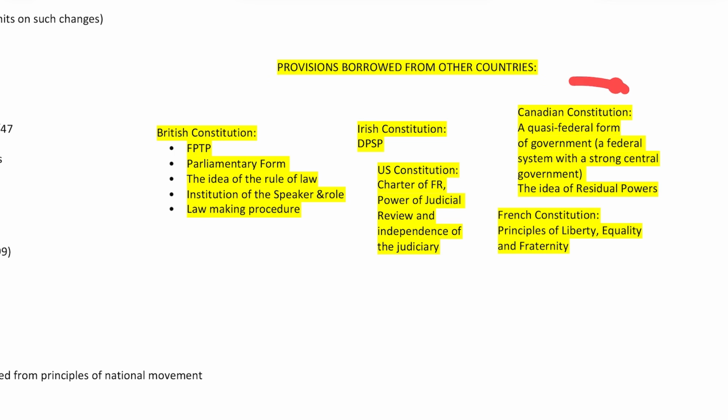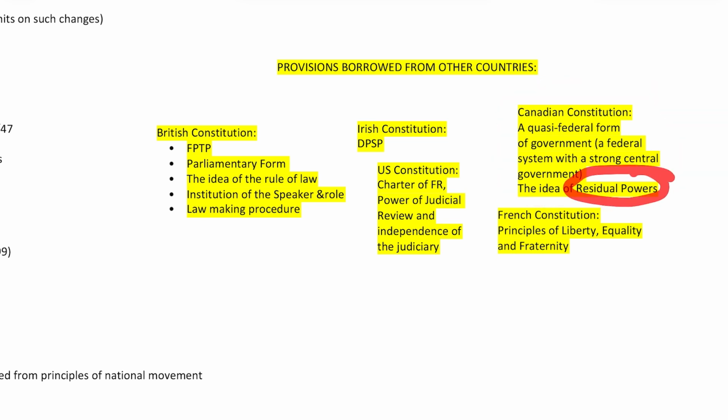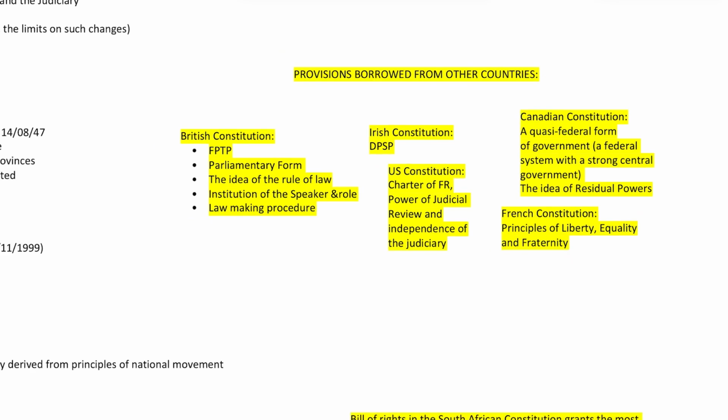Then from the Canadian Constitution, we borrowed the quasi-federal form of government, a federal system with a strong central government, so central stronger than the states, and the idea of residual powers. So the residual powers can also be taken from the Government of India Act of 1919-1935. It also had the residuary powers. Then from the French Constitution, we borrowed the principles of liberty, equality, and fraternity, which evolved from the French Revolution in the late 18th century.